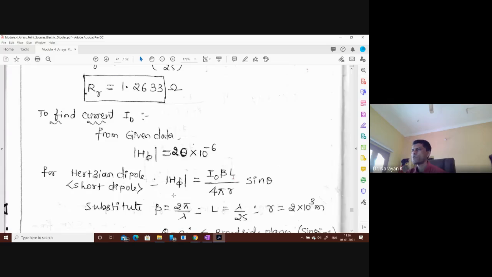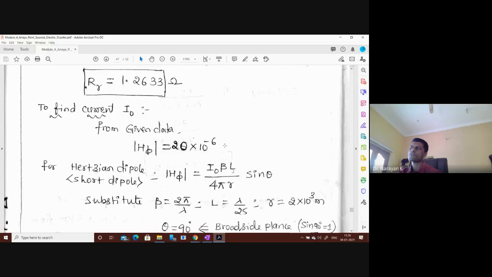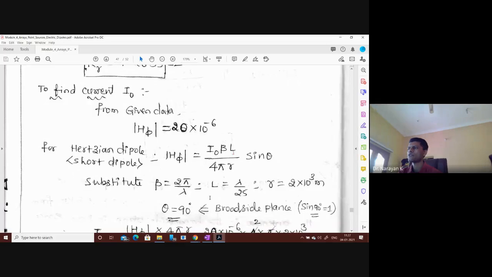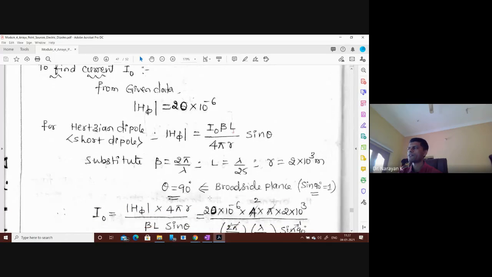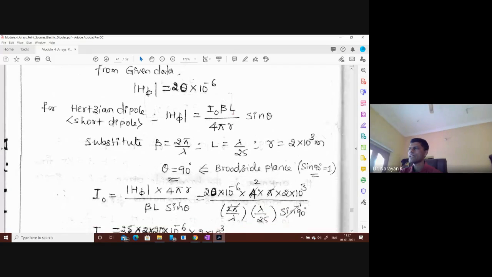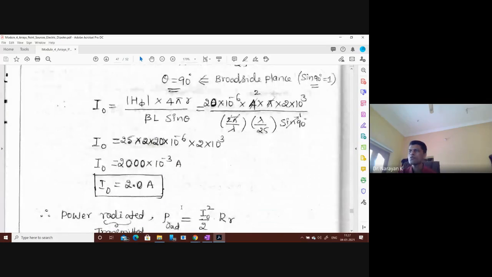For a Hertzian dipole, H phi is given as I naught beta L divided by 4 pi r sin theta. This you already know. This is what we have done in the short dipole derivation. Beta is equal to 2 pi by lambda. L is equal to lambda by 25. And r is equal to 2.5 into 10 power 3 meter, and theta is equal to 90 degree. So rearrange this equation and get I naught on the LHS side. So you will get I naught as 2 amperes.